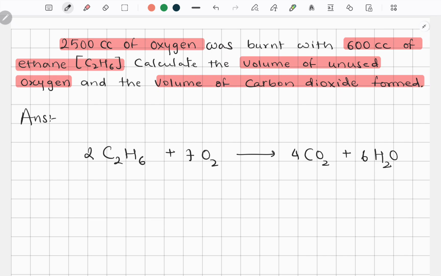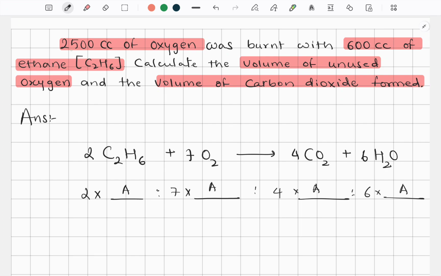So definitely the chemical equation is balanced, and as per Gay-Lussac's law we can write down the simple whole number ratios, that is 7 into dash, 4 into dash, and 6 into dash. And as we know, the value of this would always be the same. According to Gay-Lussac's law, all the gases, reactants and products, bear a simple whole number ratio.